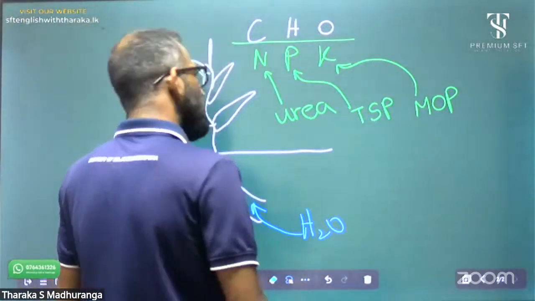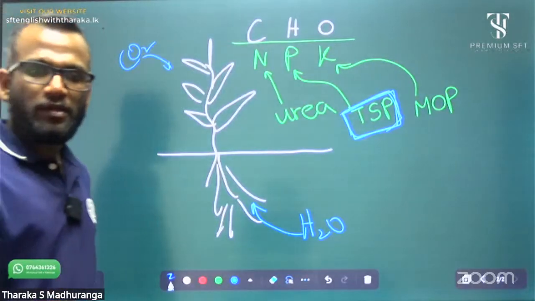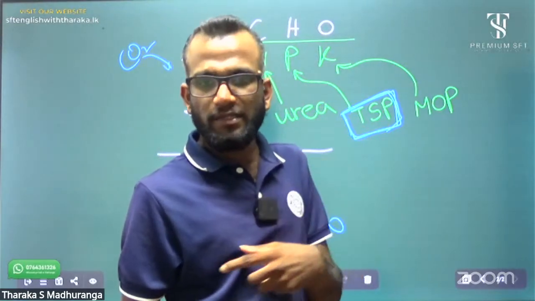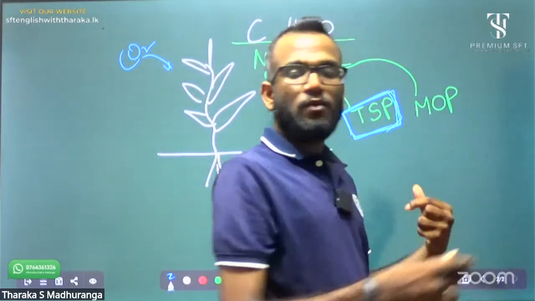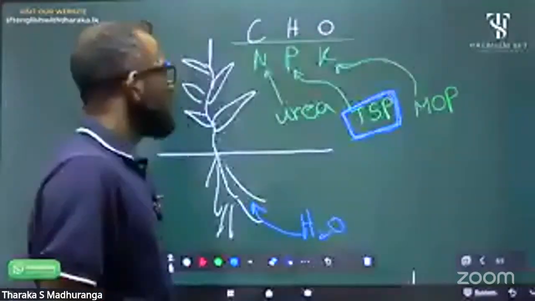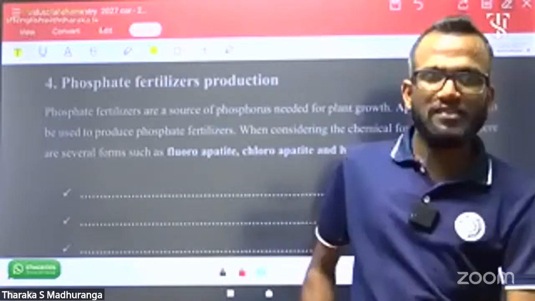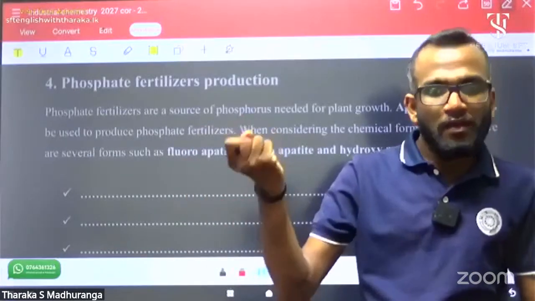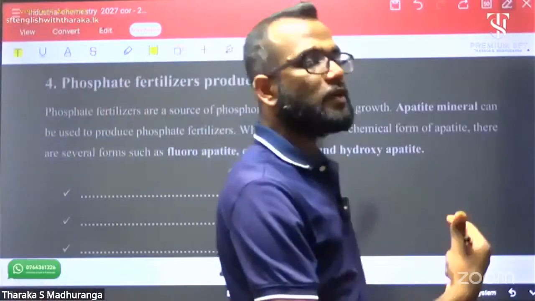Among those, this TSP, triple super phosphate, is very important. Because urea and muriate of potash, actually in Sri Lanka, resources are limited. We have resources, but they are limited. But for the production of TSP, we have a special deposit in Sri Lanka that is located in Eppawala. It's just like a mountain, a large area with soil containing apatite. These apatites are the main raw materials to produce triple super phosphate.